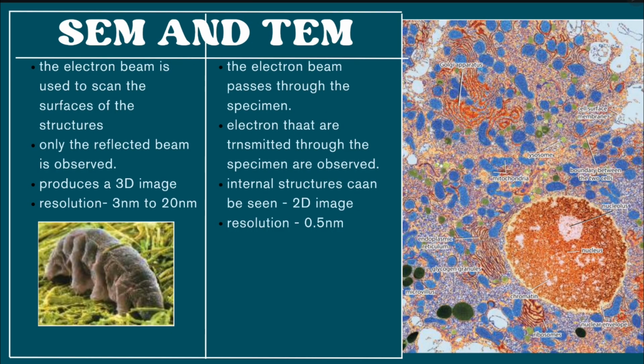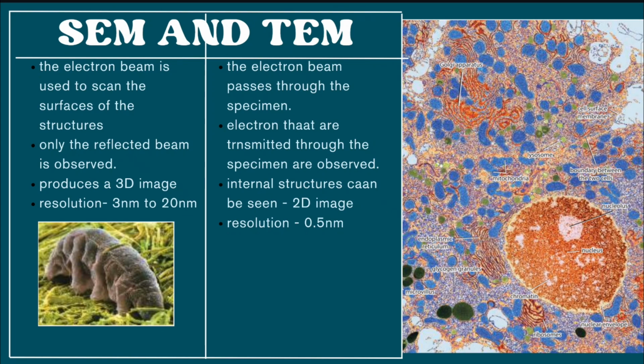Now we talk about SEM and TEM, scanning electron microscope and transmission electron microscope. Scanning electron microscope is when the electron beam is used to scan the surface of the structure, which is why it's called scanning, right? We're only scanning the structure of the surface. However, in TEM, the transmission electron microscope, electrons are transmitted through the specimen. They pass through the specimen. So whatever we view are electrons that are transmitted through the specimen. However, in SEM, only the reflected beam.